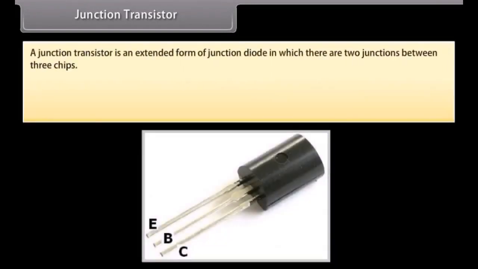Junction transistor. A junction transistor is an extended form of junction diode in which there are two junctions between three chips. There are two kinds of transistors: NPN transistor and PNP transistor.